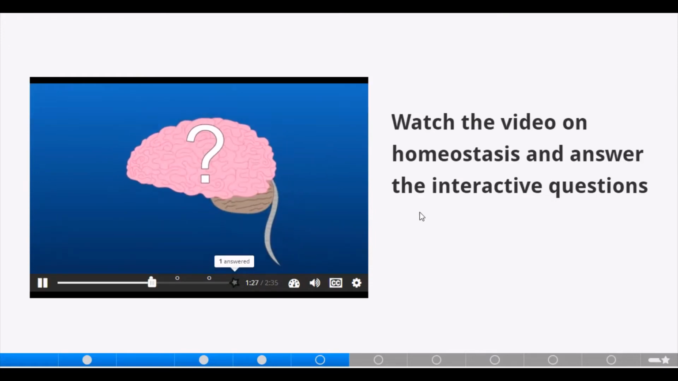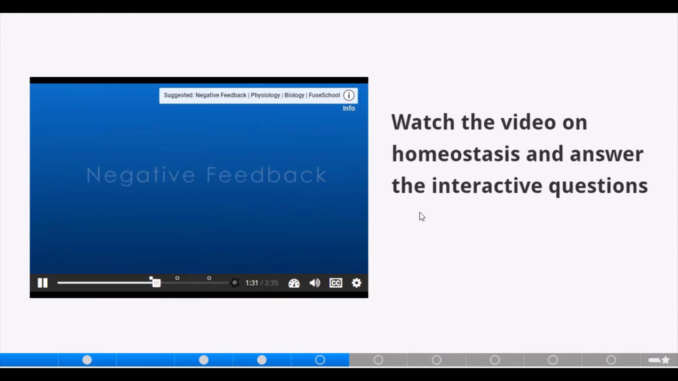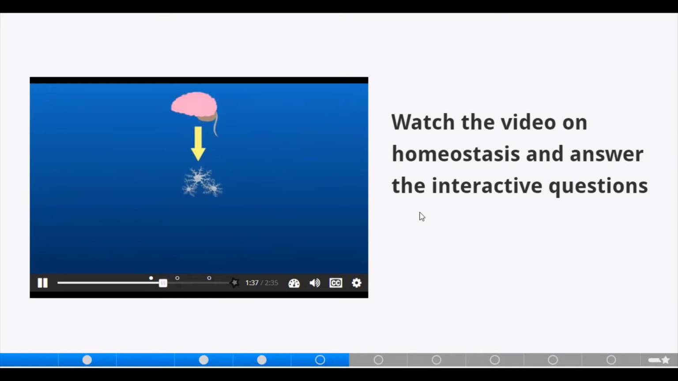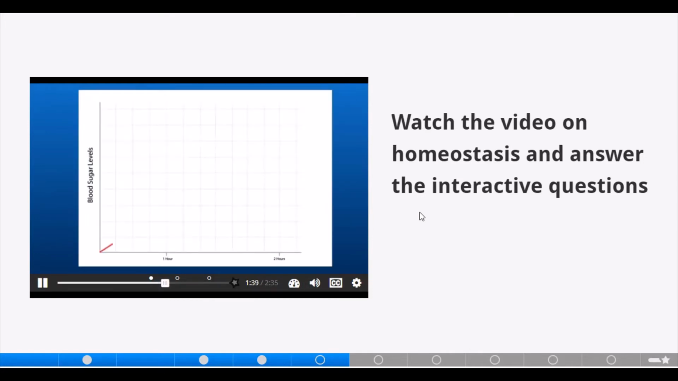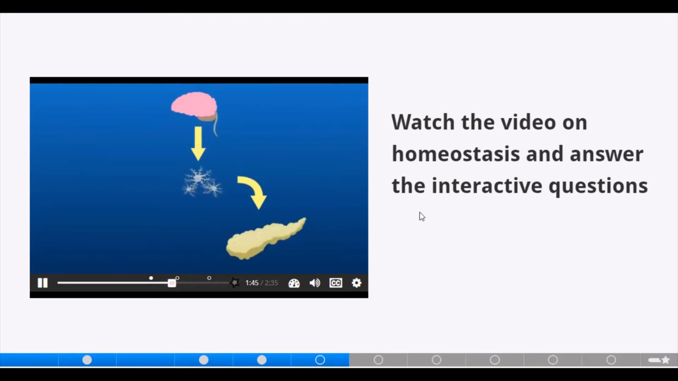What is the brain going to do to get it back to the normal levels? The answer to that is negative feedback. Negative feedback is the process where the brain uses either a hormone or the nervous system to send a signal to the part of the body that can rectify the problem. For example, after you eat a meal, your blood sugar level increases. You can see it on this graph. This is detected and the pancreas will release a hormone called insulin that causes the sugar to be stored in the liver.